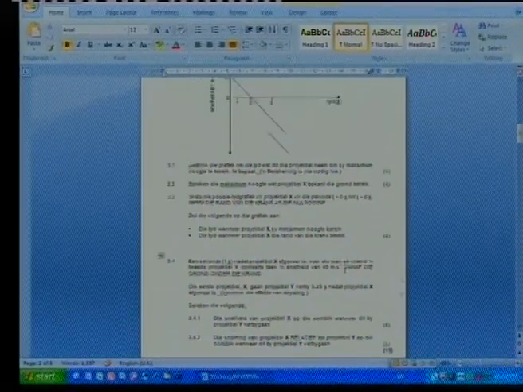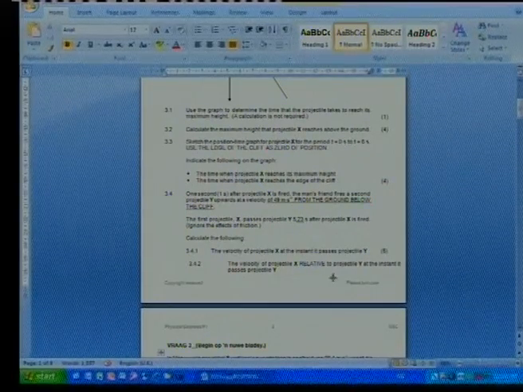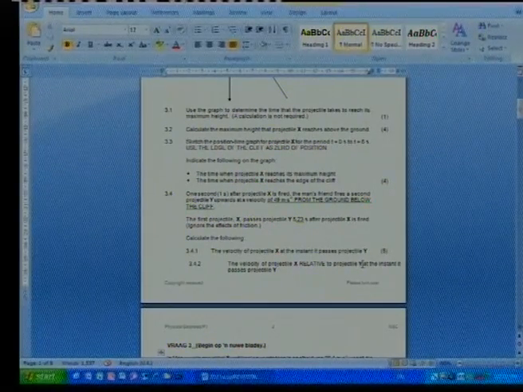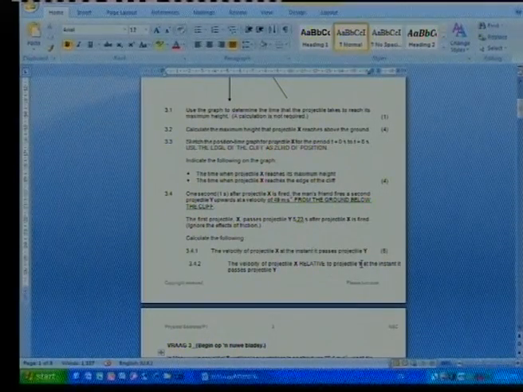Let me see what the English version says. The velocity of projectile X relative to projectile Y. So it's a relative velocity I have to work out, which means I should have two velocities. All right, let's do the second part of it, which means I should have the velocity of X, which I've just worked out, and then I should have the velocity of Y, and then I should have the relative velocity between the two.